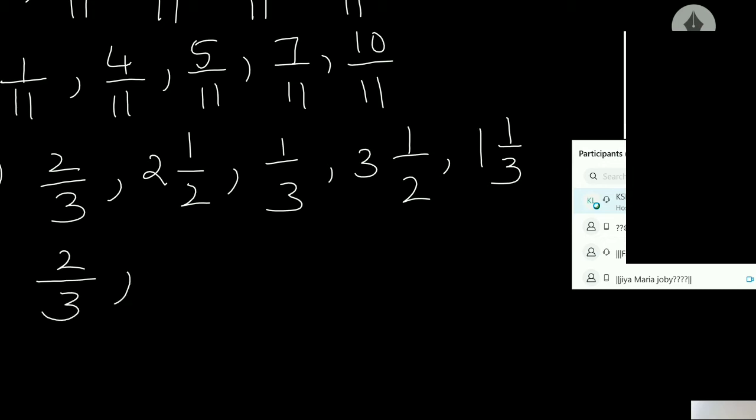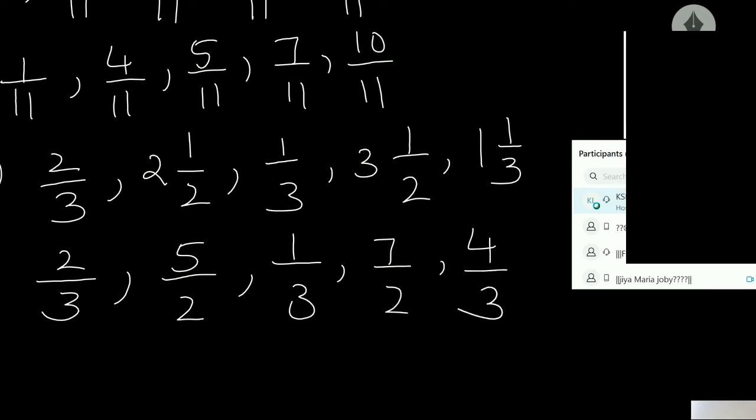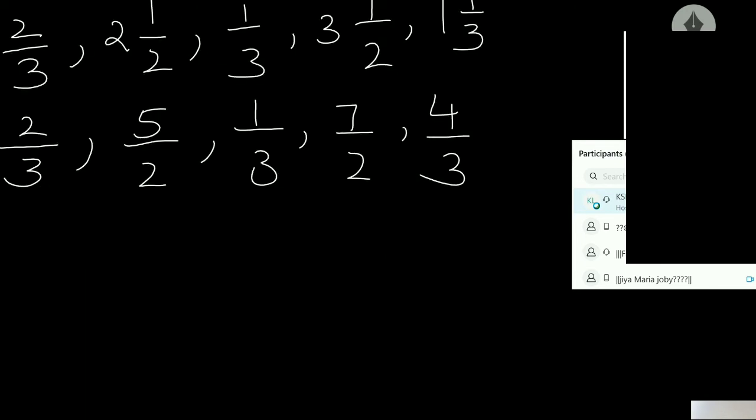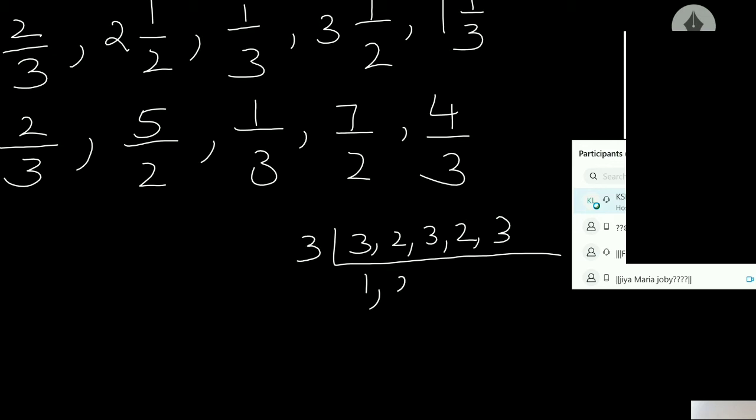The first one is already an improper fraction, the next one will become 5 by 2, the third one is already 1 by 3, next 7 by 2, and the last one becomes 4 by 3. Now look, all the fractions have different denominators. Their denominators are not the same. So we have to find the LCM of the denominators, namely 3, 2, 3, 2, 3. The LCM of these numbers will be obtained as 6.